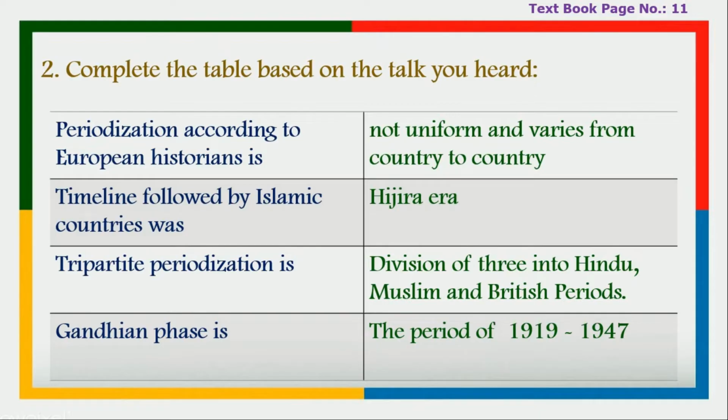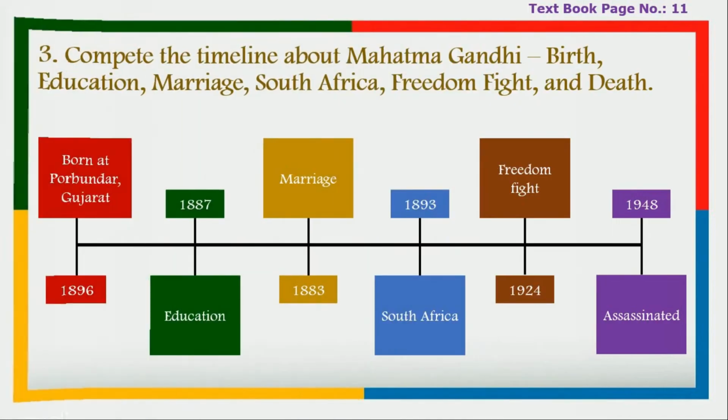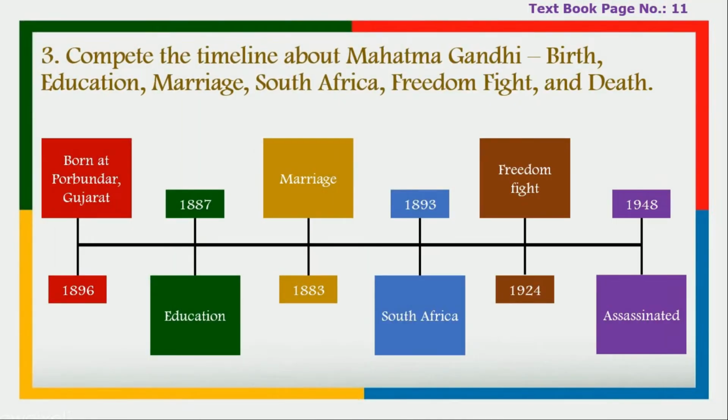Periodization according to European historian is not uniform and varies from country to country. Second, timeline followed by Islamic countries was Hijra era. Tripartite periodization is division of 3 into Hindu, Muslim and British periods. Gandhian phase is the period of 1919 to 1947. Next exercise 3. Complete the timeline about Mahatma Gandhi, birth, education, marriage, South Africa, freedom fight and death.